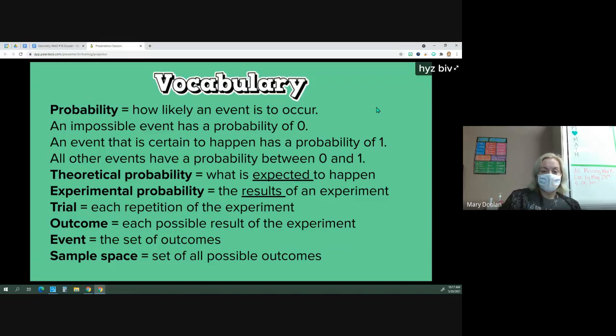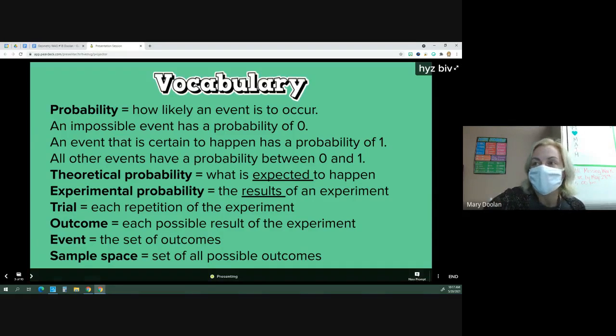Trial, that just means a repetition of the experiment. Every time you flip the coin, that's a trial. Outcome, each possible result of the experiment. Okay, so outcomes could be it lands on heads or it lands on tails. There's not any other outcome besides those 2 options. An event is the set of the outcomes. A sample space is the set of all possible outcomes. Those last 2 we won't use too much, but I just threw them in there. But the trial and outcome, you'll see those words show up today.